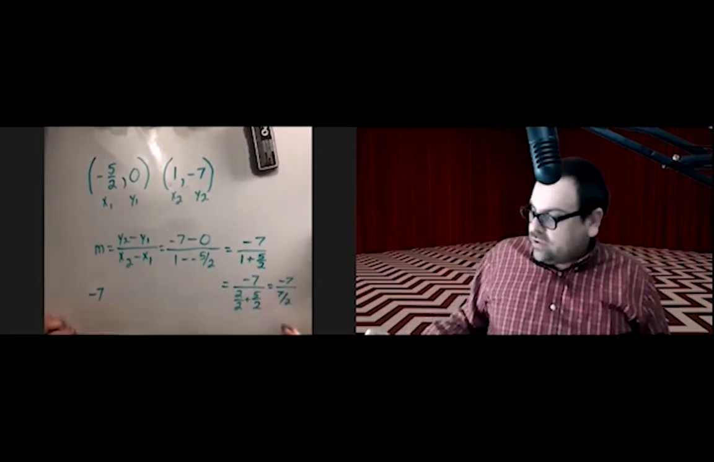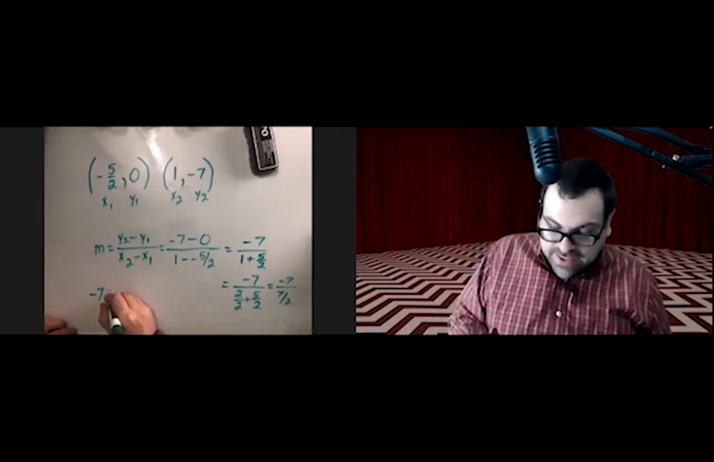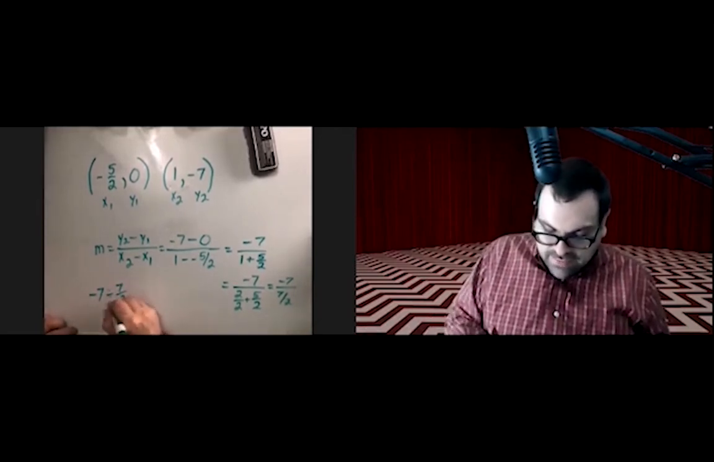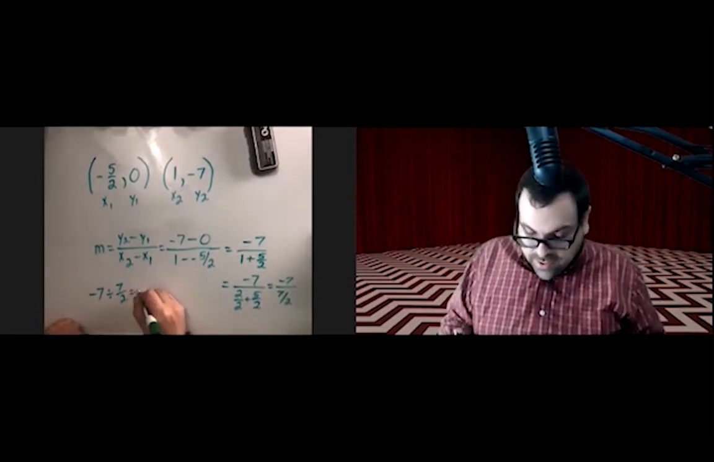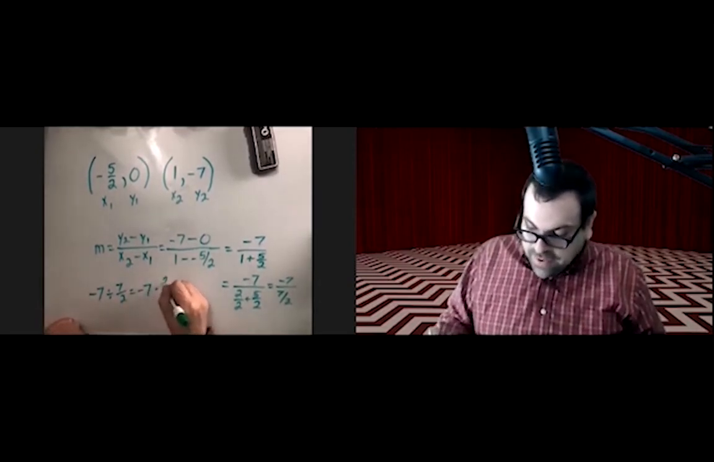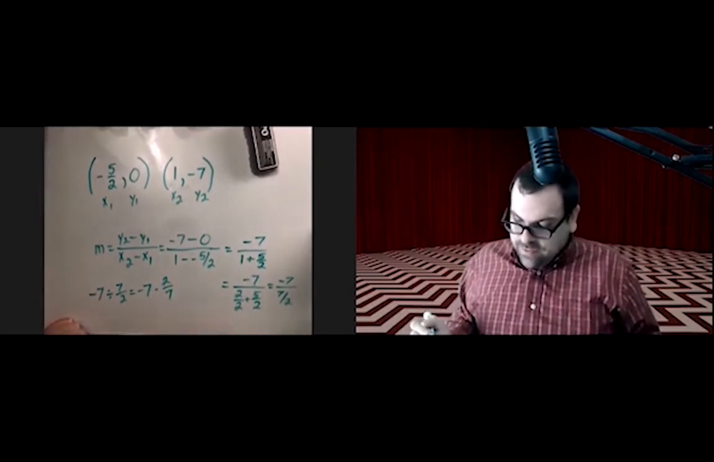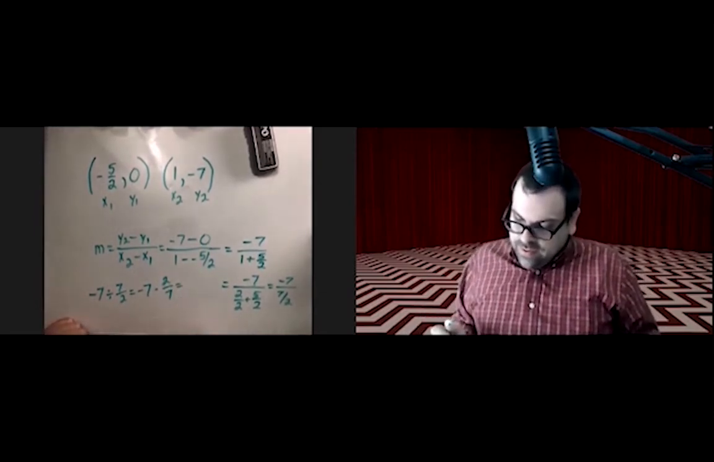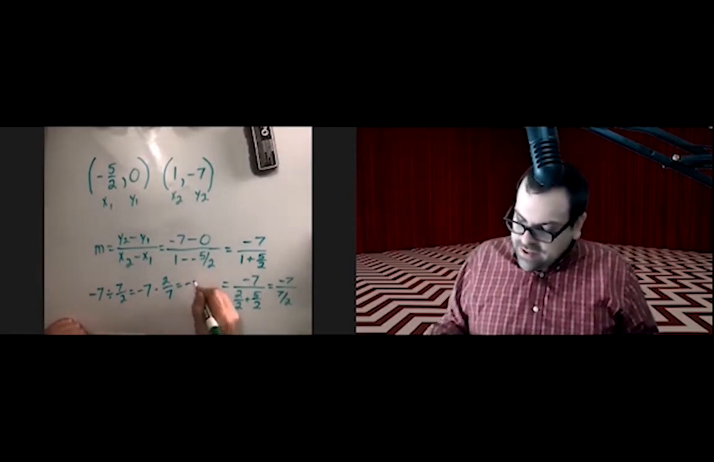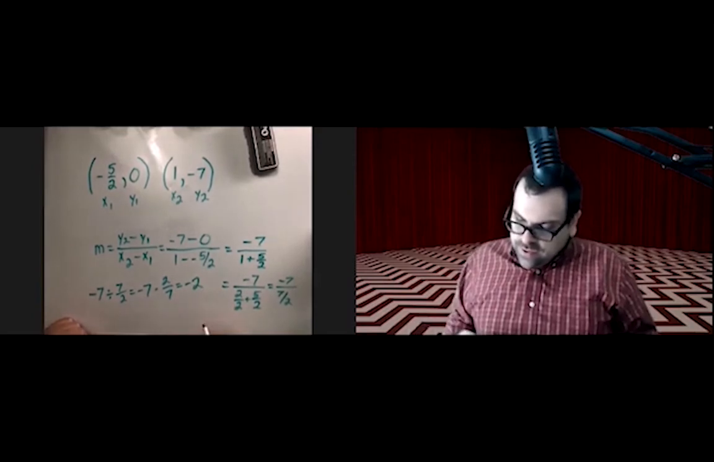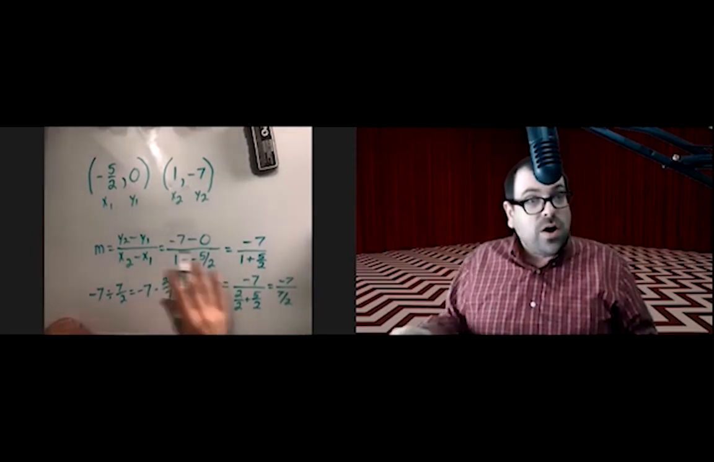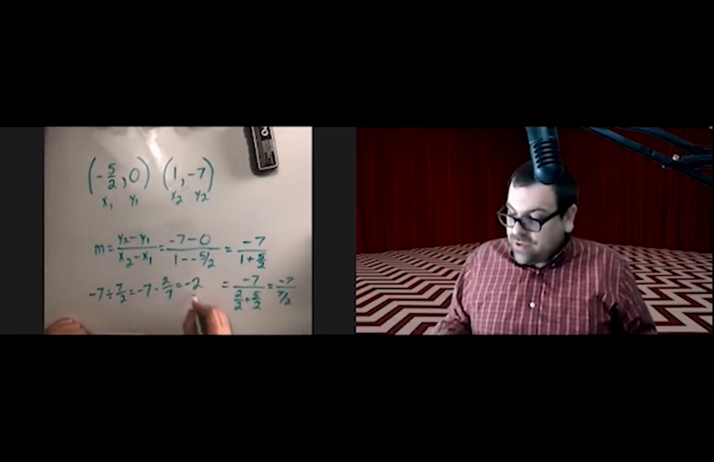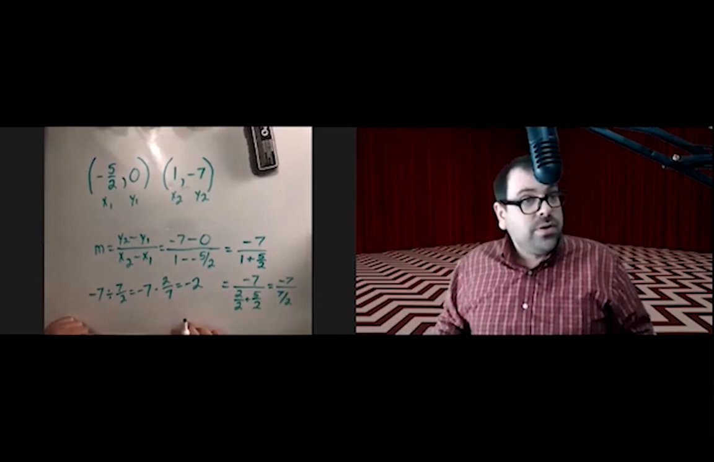-7 over 7/2 means -7 divided by 7/2. Dividing by a fraction is multiplying by the reciprocal. -14 divided by 7 is -2. Negative times positive gives us that negative. So all of that math just works out to -2.